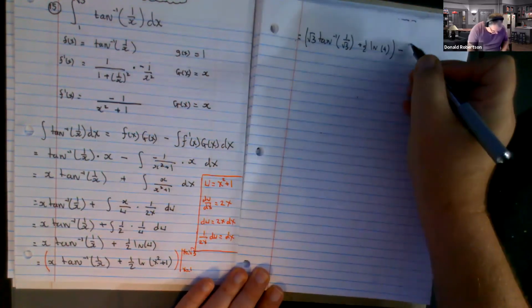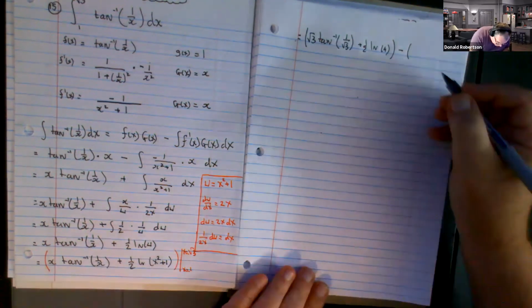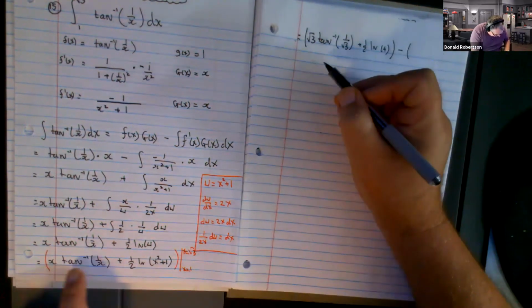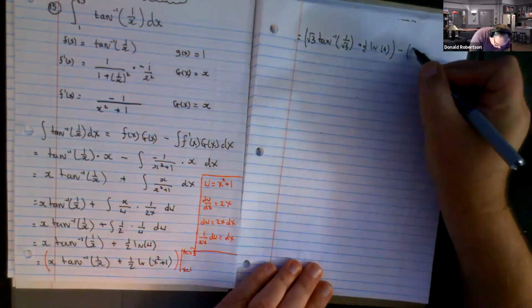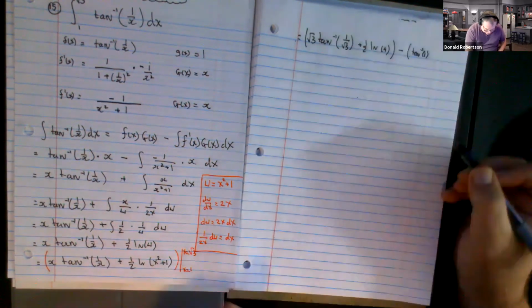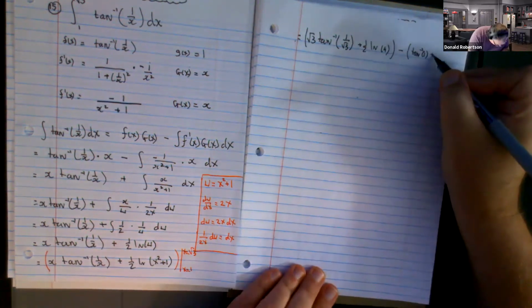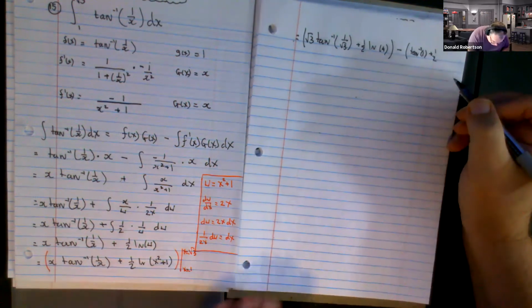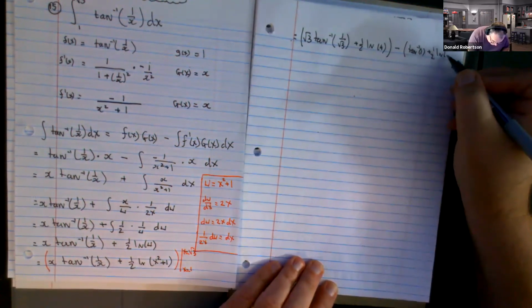Take away. Now we'll put in 1. And what we get here is 1 times inverse tan of 1. So that's just the inverse tan of 1. Plus 1/2 the natural log of 1 squared plus 1. So 1/2 the natural log of 2.